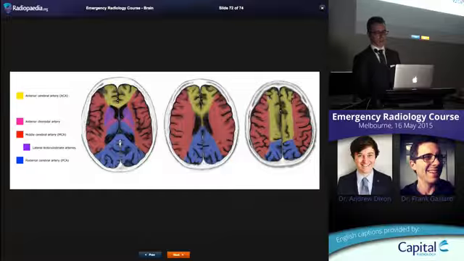So not surprisingly, border zone infarcts occur in this sort of distribution over the cortex, but there's also an internal watershed or border zone between perforating arteries and the cortical branches that come from above. So they'll also occur between these perforator territories, typically running just along lateral to the ventricle.